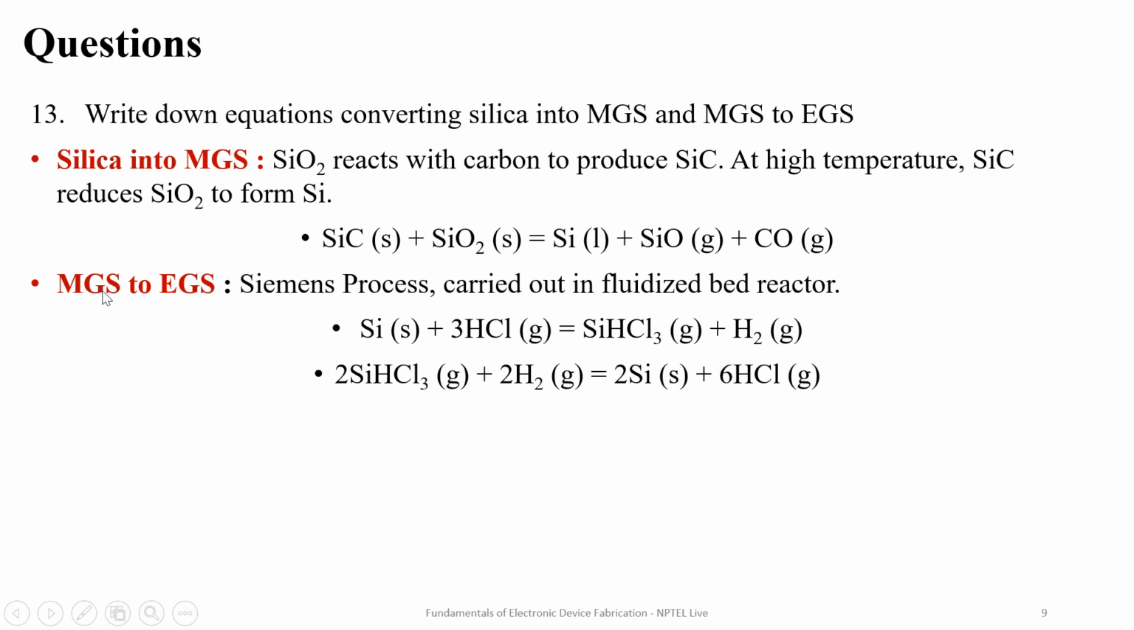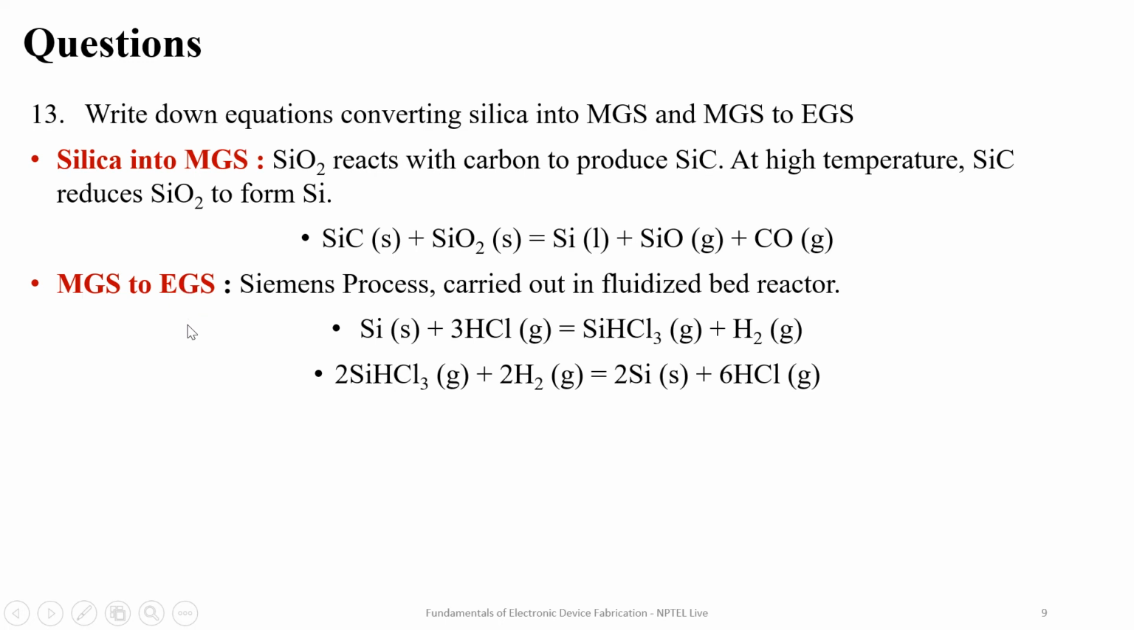Next is MGS to EGS. MGS is the metallurgical grade silicon. It is 98% pure, and it is used for producing metallurgical alloys and other purposes. But this cannot be used for producing electronic circuits, right? So we need more purity. So we'll be converting it into electronic grade silicon.